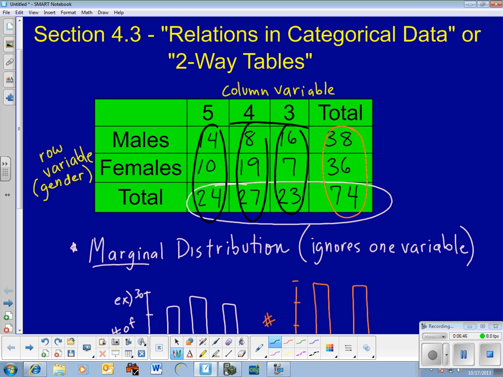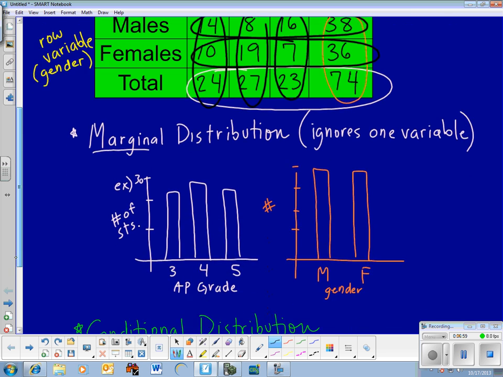And another would be the males, and another would be the females. So we have 5. I think I said 6 a minute ago. We have 5 conditional distributions. Just look at one row or one column. Okay, so what's the purpose of a conditional distribution?